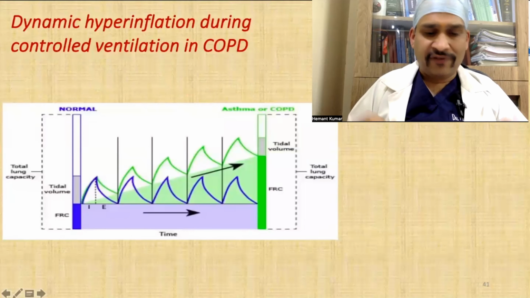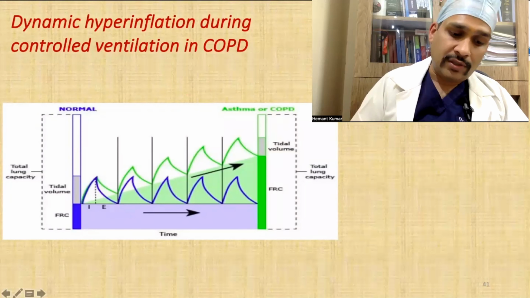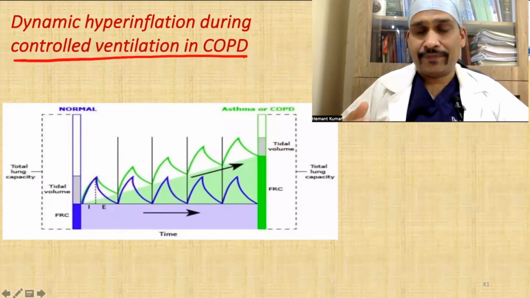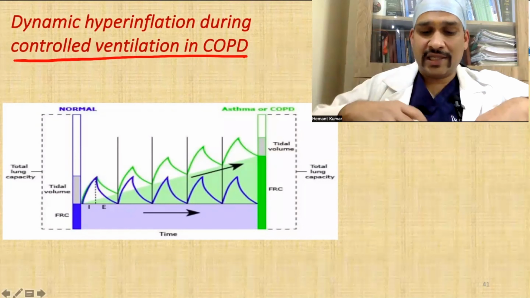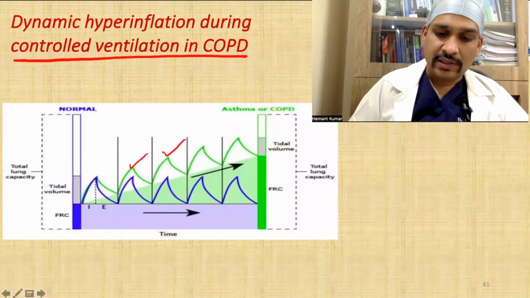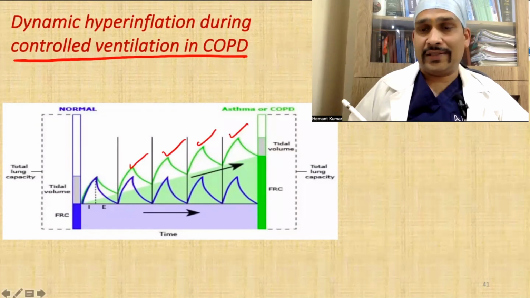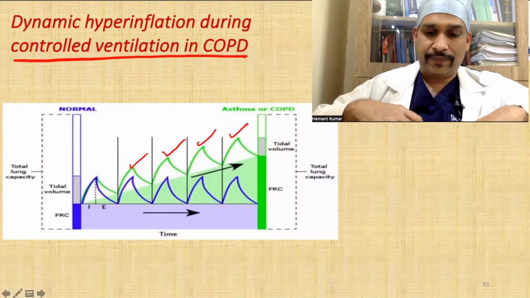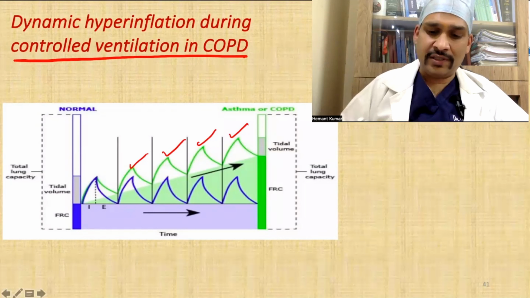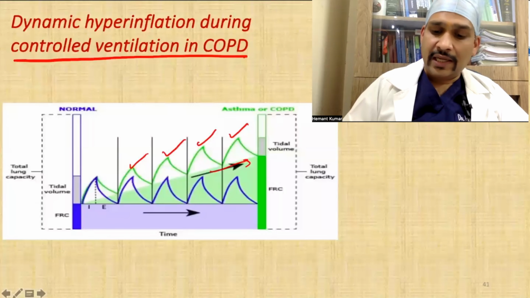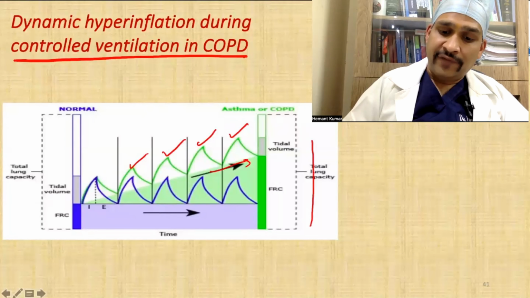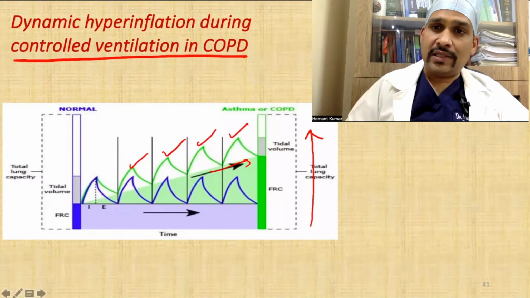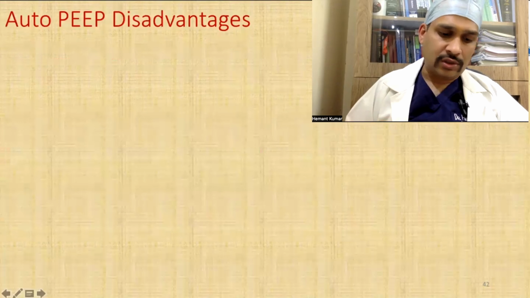So what is dynamic hyperinflation? As I told you, when you are ventilating this patient, at each tidal breath there will be retention of air inside the alveoli. Can you see? Every breath, air will get trapped inside the lung. That is called auto-PEEP. Because of dynamic hyperinflation, auto-PEEP increases, and at the end it will reach up to total lung capacity. And this will cause decrease in preload and will cause shock.